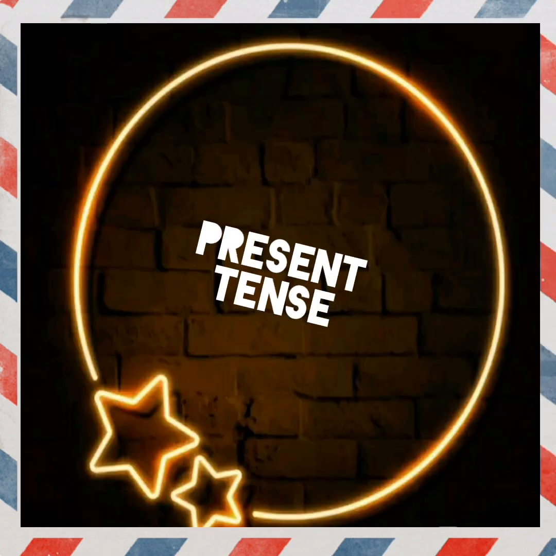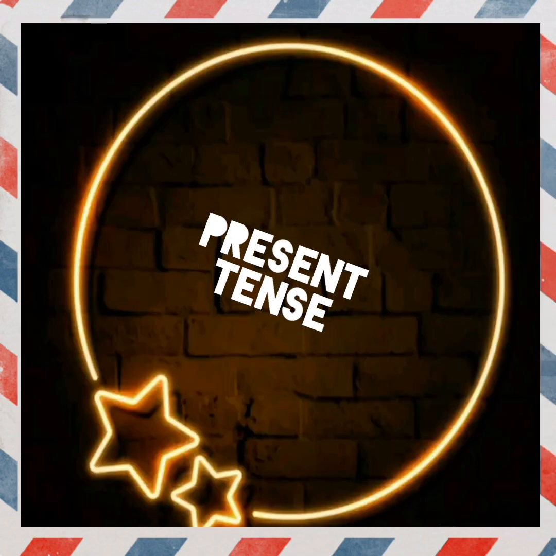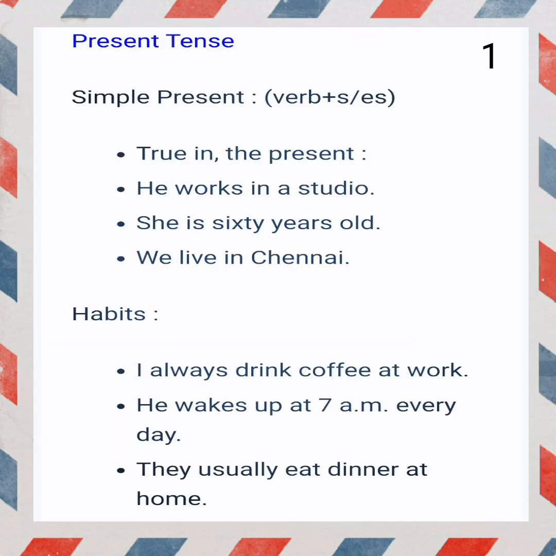Now let's see about the present tense. Its form is verb or verb plus s or es. It is true in the present. Example, "He works in a studio." Here, "works" is the present tense. "She is 60 years old." "Is" is the verb here, so it is in the present tense. "We live in Chennai." Here, "live" is the verb, which is in the present tense.